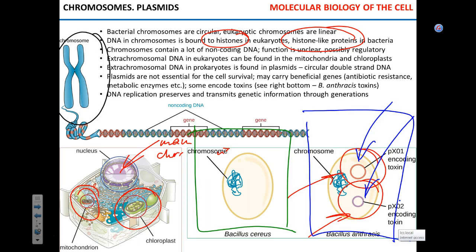Let me put it this way. When scientists find a gene for antibiotic resistance in the chromosome, they say, sad, but okay. If they find the gene for antibiotic resistance on the plasmid, it means that we're in trouble, because this plasmid will spread through the populations of bacteria like a wildfire. And it happened just recently.